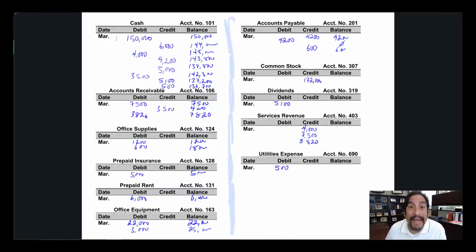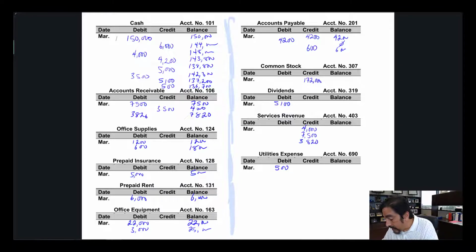Oh, you know what? I can't stop right there. I've got to continue doing this because I need the ending balances in order to put together my trial balance. So like I said, I think in Connect, it does this for you. It does these balance calculations for you. But here, since I'm doing mine on paper, I do need to continue doing this.